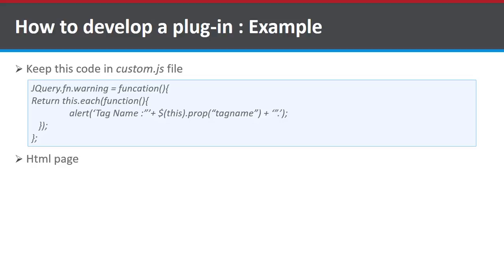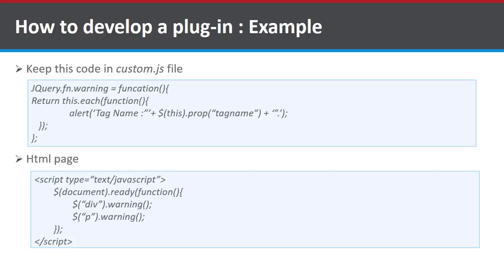Now in HTML page, I am just initializing document ready. Inside that, $(selector).warning. Here I used div and p. So in this HTML page, every div tag and every paragraph tag must call the function warning.